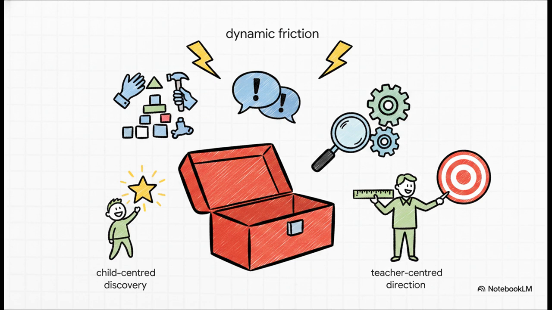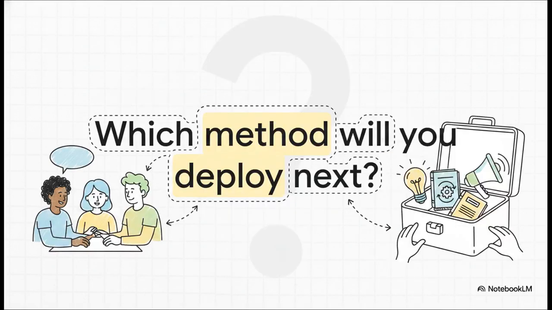And throughout all of this, you now fully understand the dynamic friction between child-centered discovery, like inductive reasoning, and teacher-centered direction, like deductive reasoning. As we conclude this explainer, I want you to think about the very next group you are going to be leading. Look at the people in that room. Look at the objective you need to achieve, and ask yourself, which of these 3 tools will you pull out to completely transform their learning experience? The toolkit is yours. Now, it's time to build.